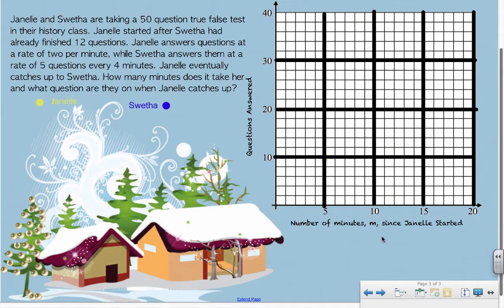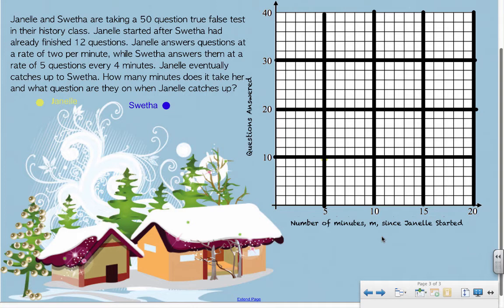Okay, last question for this video. Janelle and Swetha are taking a 50-question true-false test in their history class. Janelle started after Swetha had already finished 12 questions. Janelle answered the questions at a rate of 2 per minute, while Swetha answered them at a rate of 5 questions every 4 minutes. Janelle eventually catches up to Swetha. How many minutes does it take for her to catch up, and what question are they on?